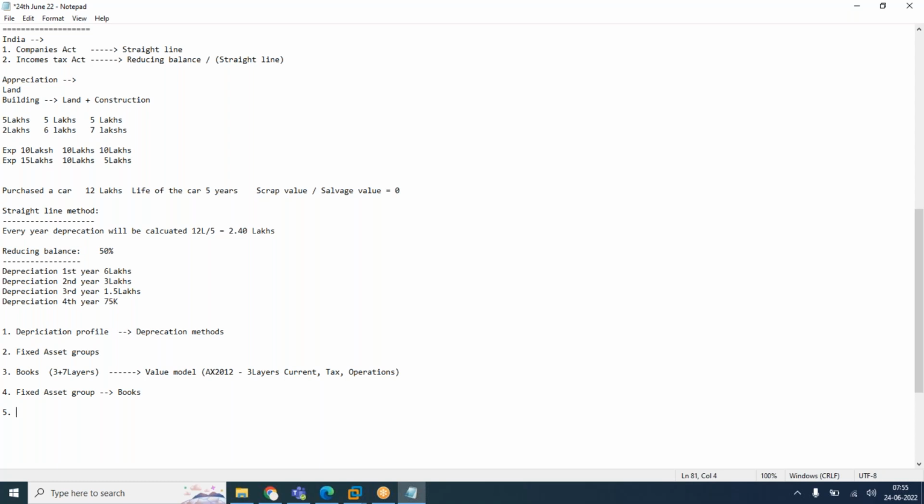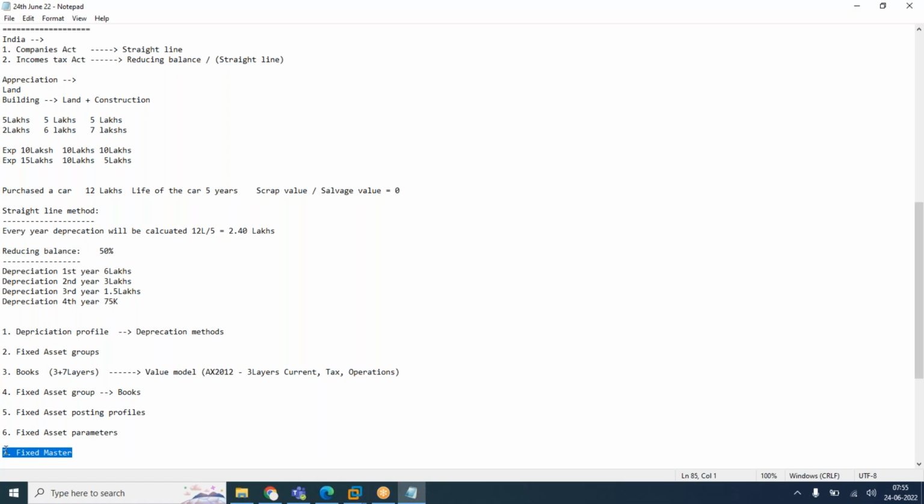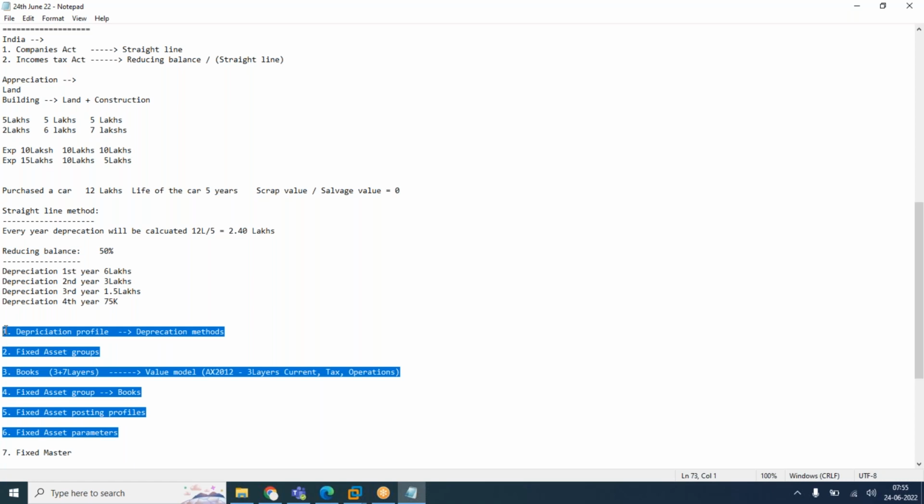Next, fixed asset posting profiles. Next one is parameters. Once these are created, then you can create a fixed asset master. If you want to create a fixed asset master in a new company, you need to do all these setups, and only then can you create it. Otherwise, it will be a mess. These are the prerequisites to create a fixed asset.